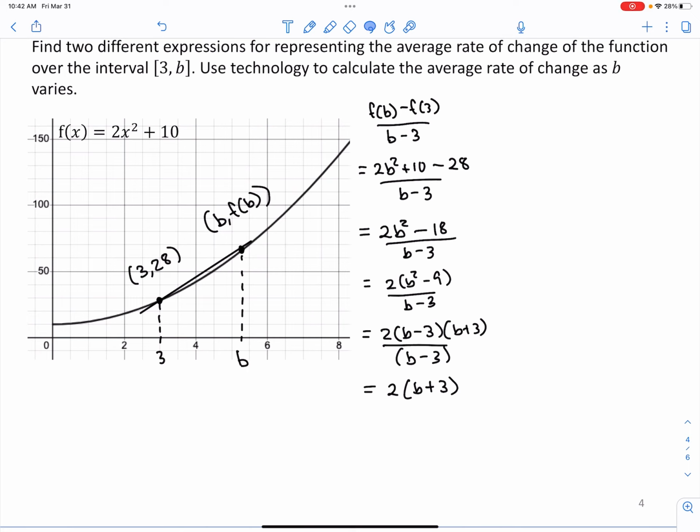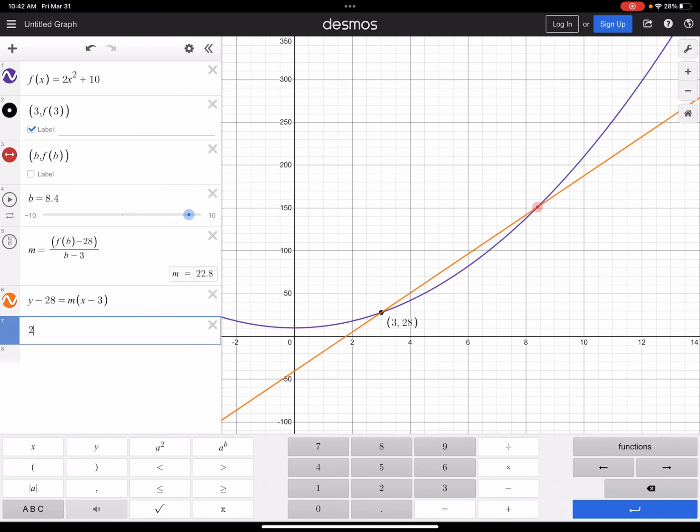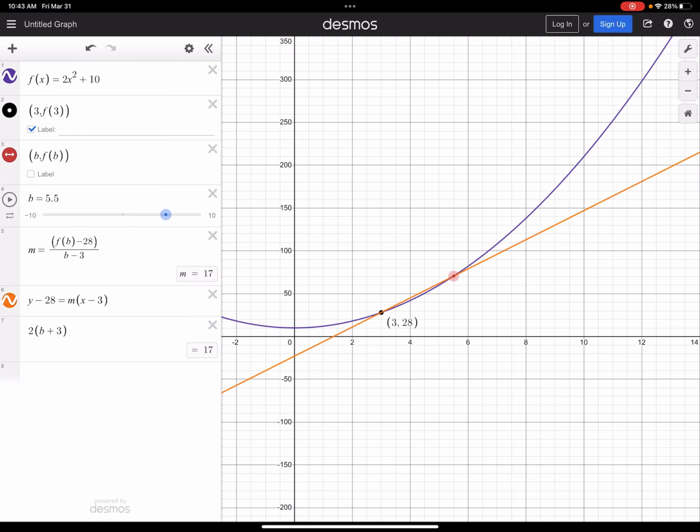Now what I'm going to do is type into Desmos this simplification and show you that this calculation, 2 times b plus 3, also gives us the correct slope as I change b to different values. So it was 2 times and then b plus 3. And notice that that calculation, we get 22.8, which is the same thing that matches the m above. And as b changes, the two slope calculations always match.